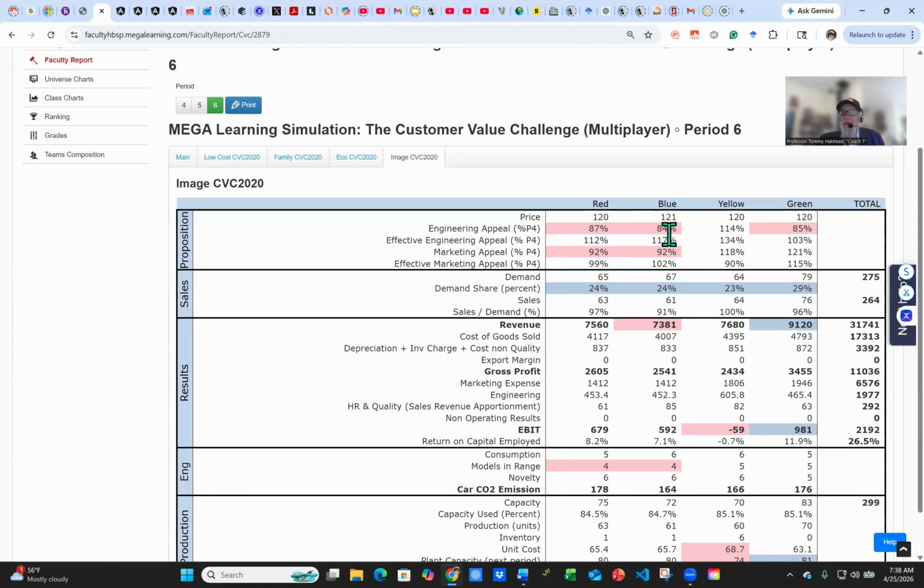I may not get the profit, but I can do well in revenue here because I know that's a real driver. So blue and green should be neck and neck, and red's not doing bad in image either. Everybody's doing really good. And yellow, what's yellow's issue? Yellow's the only one that didn't absolutely nail it in image.